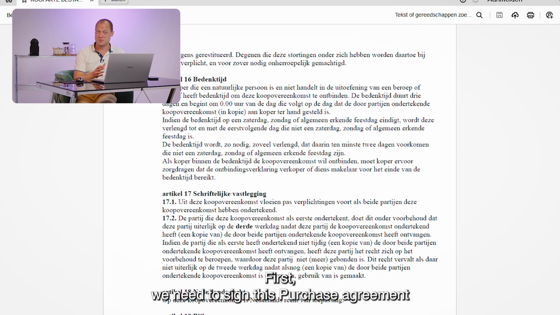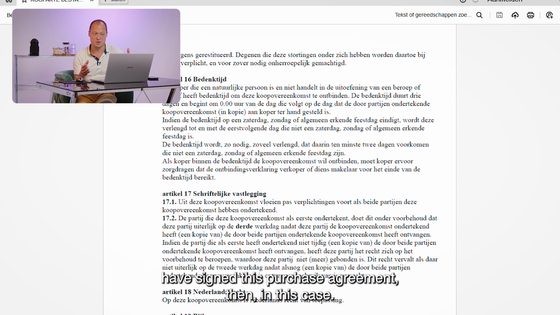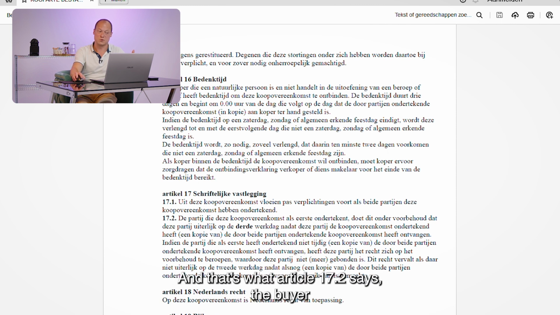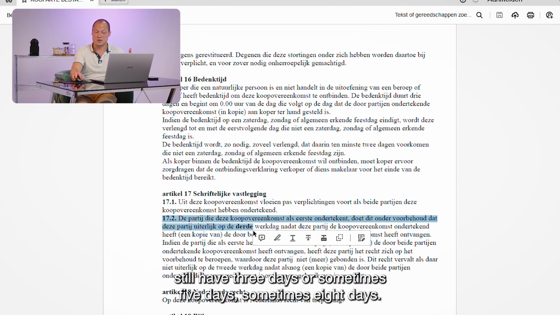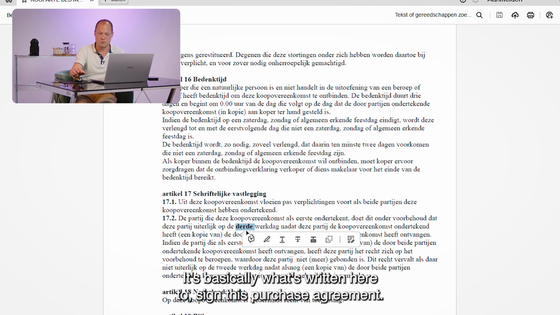First, we need to sign this purchase agreement because there's a written obligation. We call it schriftelijkheidsvereiste. Without this contract being signed, there's nothing sold, nothing purchased. So you need a signature from all parties. Then there's the cooling down period. And also, if the sellers have signed this purchase agreement, then in this case, and that's what Article 17.2 says, the buyer still has 3 days, or sometimes 5 days, sometimes 8 days, basically what's written here, to sign this purchase agreement.